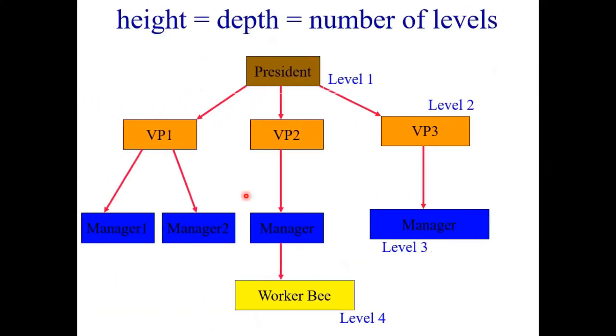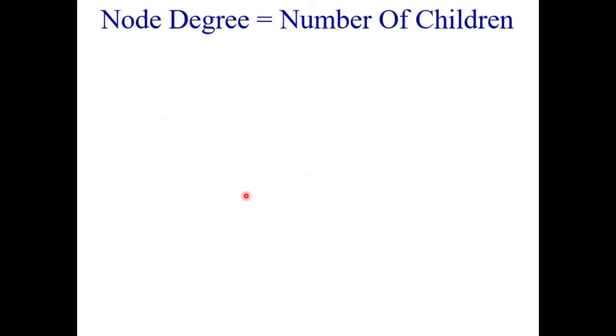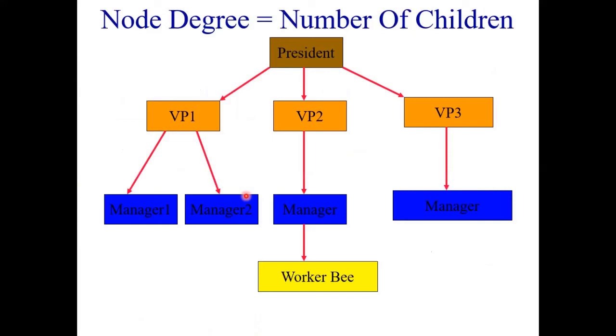So height and depth of a level. Now, the degree of a node is equal to the number of children. As I said, what is the degree? It is the number of children of that particular node. So what is the degree of the president? It has 3 children, so degree is 3.